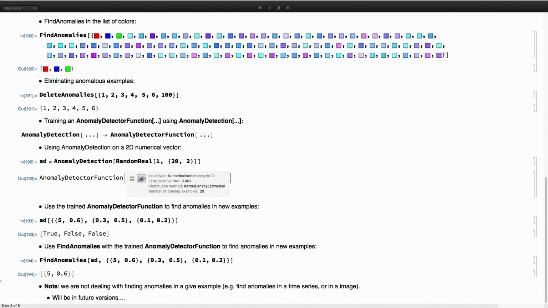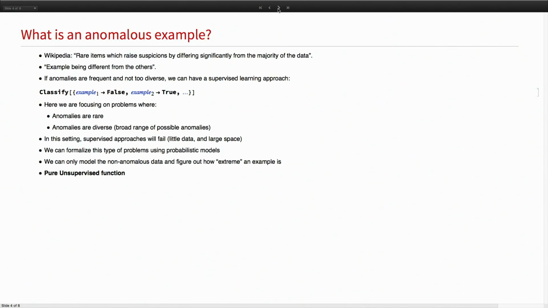Just as a side note, the current version of the function won't support finding anomalies within a given example. If you have one image and you want to find some anomaly in it, or you have a time series and you want to find a rare event there, this does not work. It finds an anomalous example among other examples. So we hope that you would have that feature in the next version.